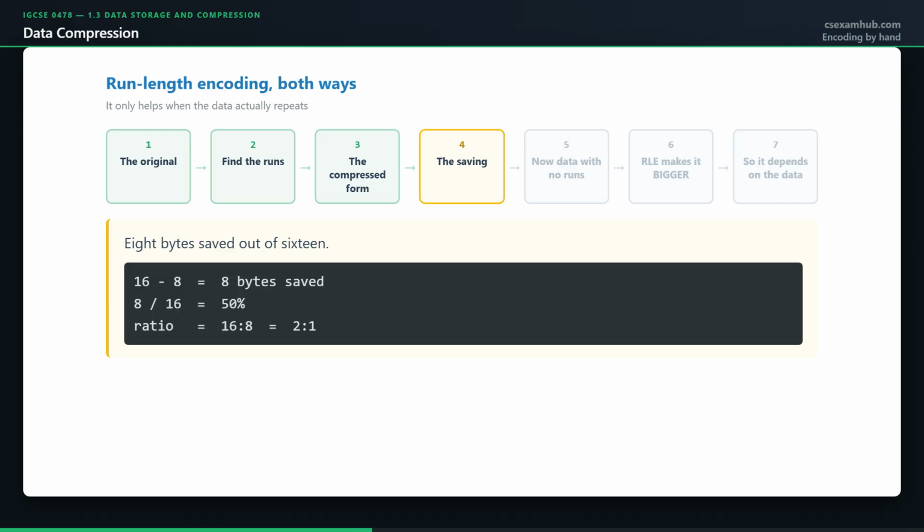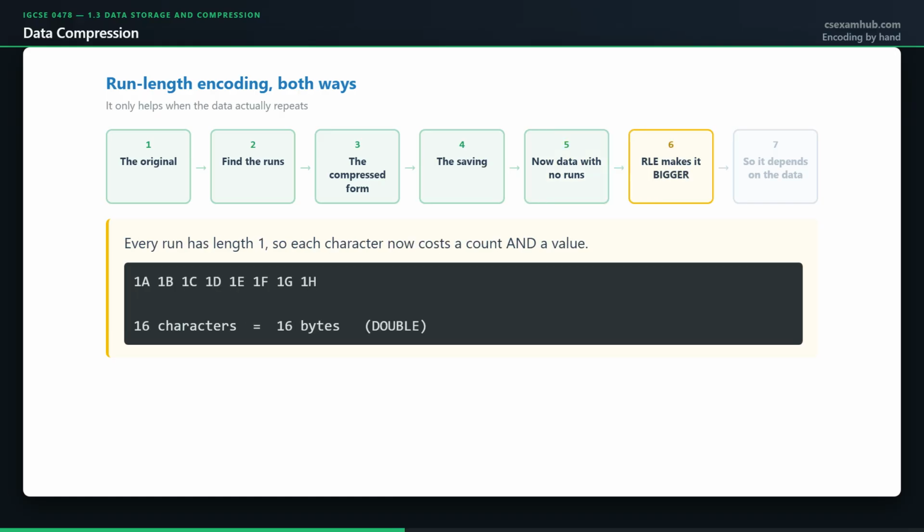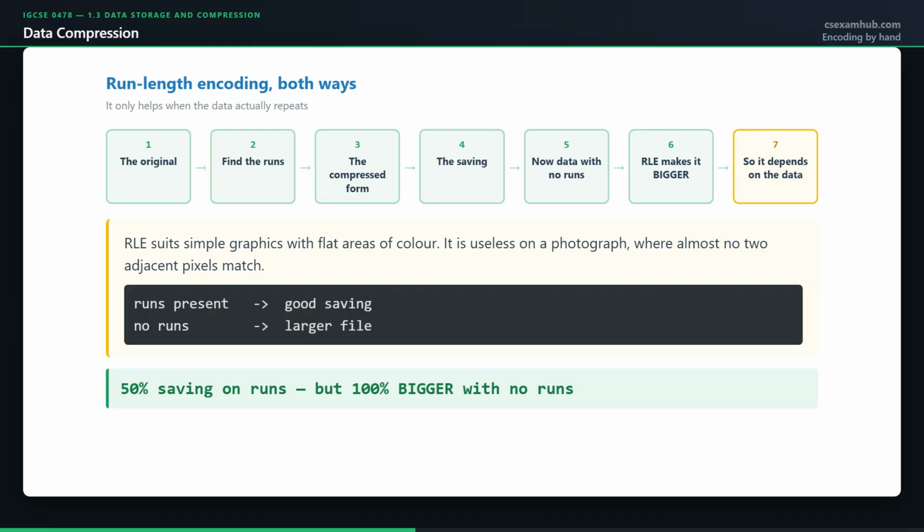Take the string A, B, C, D, E, F, G, H, also 8 characters, but with no repetition at all. RLE encodes it as 1A, 1B, 1C, 1D, 1E, 1F, 1G, 1H, 16 characters where there were 8. The file has doubled in size. So run-length encoding only helps when the data actually contains runs, and on data that does not repeat it makes things worse. That is why RLE suits simple graphics with large areas of flat color and is useless on a photograph where almost no 2 adjacent pixels are identical.